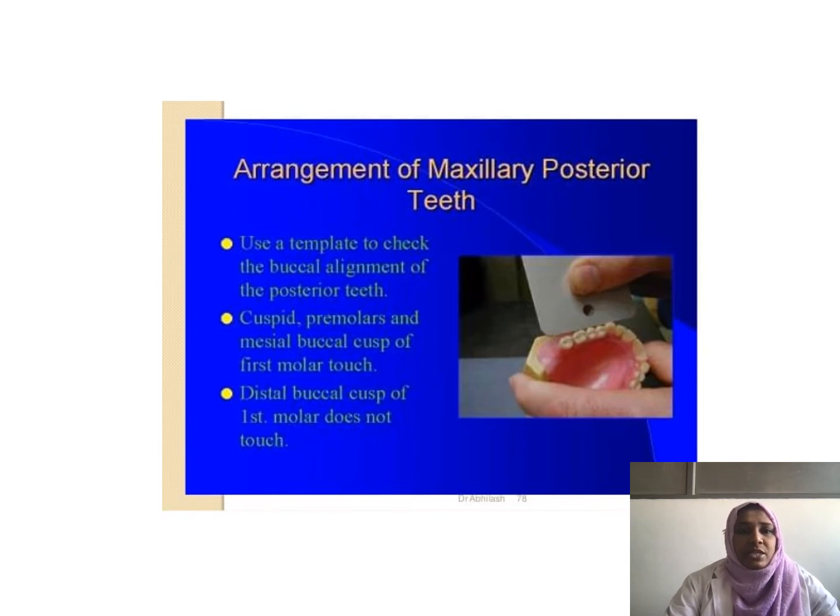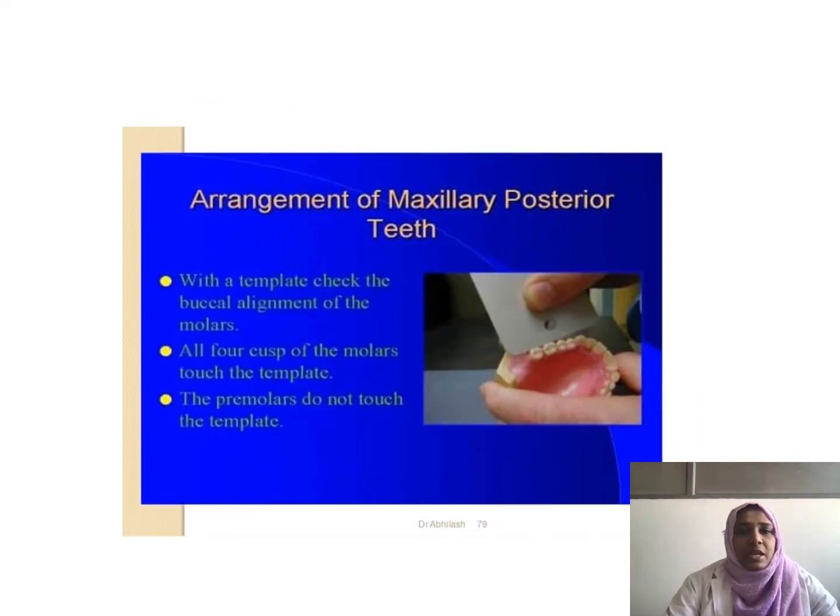Use a template to check the buccal alignment of the posterior teeth, the cuspid and premolar. The mesio-buccal cusp of the first molar touches, and the disto-buccal cusp of the first molar doesn't touch. And coming to the arrangement of the maxillary posterior, this is how, with the template, we check the buccal alignment of the molars. All four cusps of the molars touch the template.